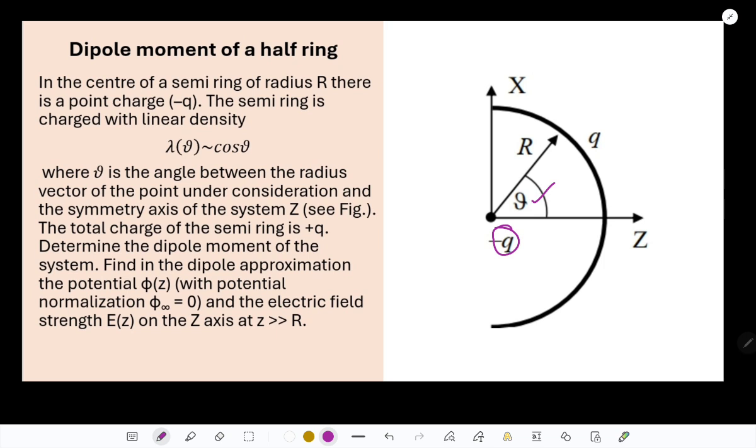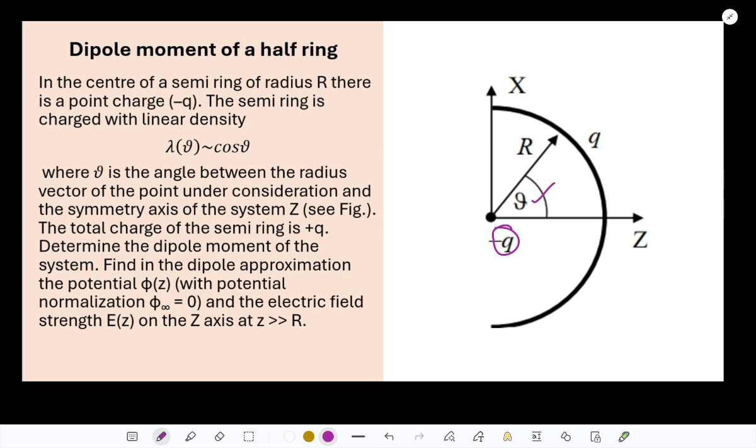Where theta is the angle between the radius vector, that is the position vector of the point under consideration, and the symmetry axis of the system, z. That is what we call the azimuth angle. The total charge of the semi ring is plus q. So the net charge is 0. Determine the dipole moment of the system.